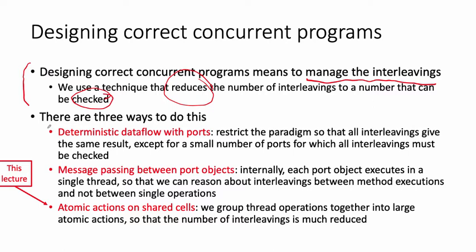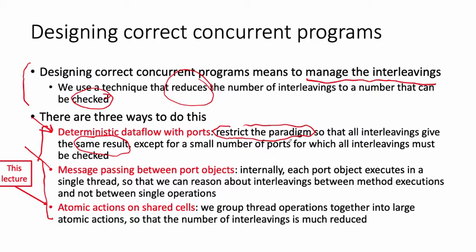And there's actually three main ways that people do this. Two of them are paradigms that we saw before. First one, deterministic data flow with ports. Here the programming paradigm is restricted. It becomes functional programs. And what's so interesting about that? Well, all the interleavings give the same result. That's because of the design of the paradigm. Of course, that gives you limitations.